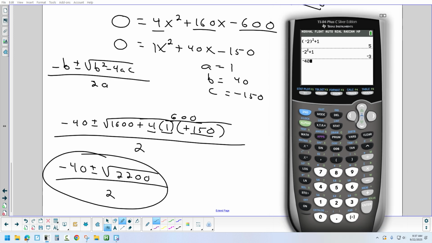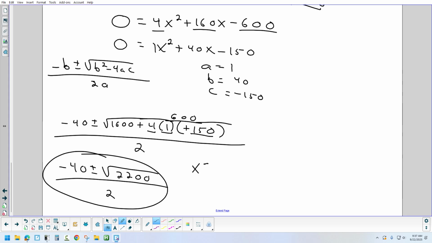So let's try negative 40 plus the square root of 2200 and divide by 2. So we get about 3.45. That's okay. That's a positive number. And that could be the width of the sidewalk, a little over 3 feet. Sure. So I'm going to put x is about 3.45 feet.